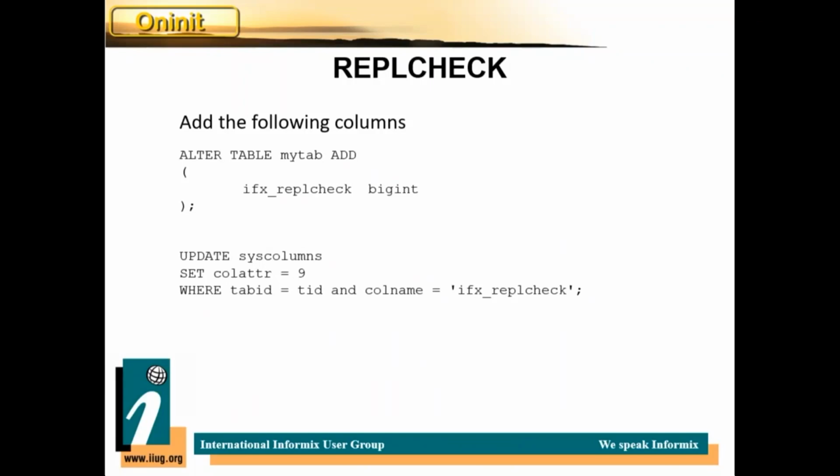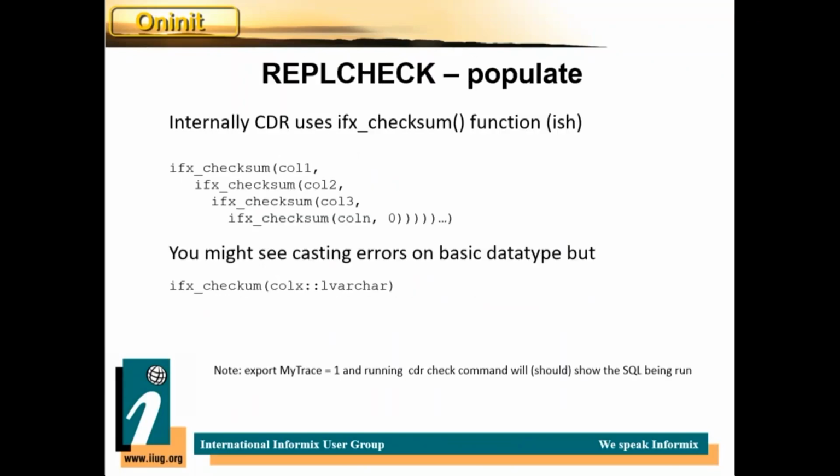If you do want to populate it, you can use the internal function or the published function ifx_checksum. What you do is call ifx_checksum on column 1, and the second variable is a recursive call all the way down to the end, calling on every column. You will get casting errors on certain data types, Boolean being one of them, but if you use Booleans, you deserve everything you get, and you might have to do some casting.